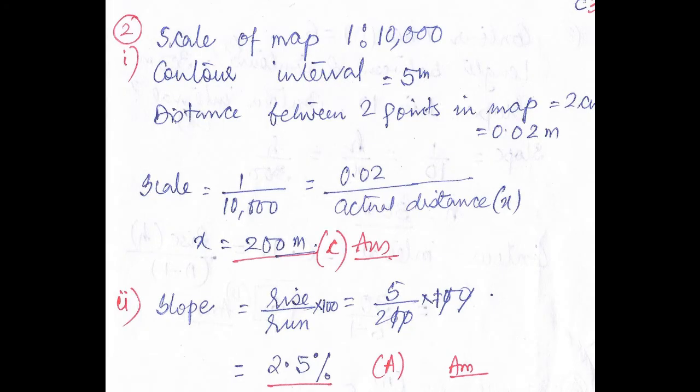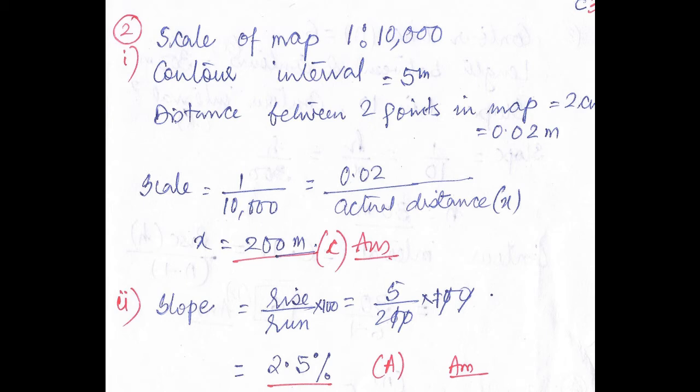Let us see how to solve it. Scale of the map is given as 1:10,000. Contour interval is given as 5 meter. Distance between two points in map is given as 2 centimeter. We convert it into meter, divide by 100, so it is 0.02 meter. Now scale is equal to 1/10,000 and that is equal to the distance between the points in map by the actual distance, that means the map distance by the ground distance. So from here the actual distance x we are finding as 200 meter. So that is option C.